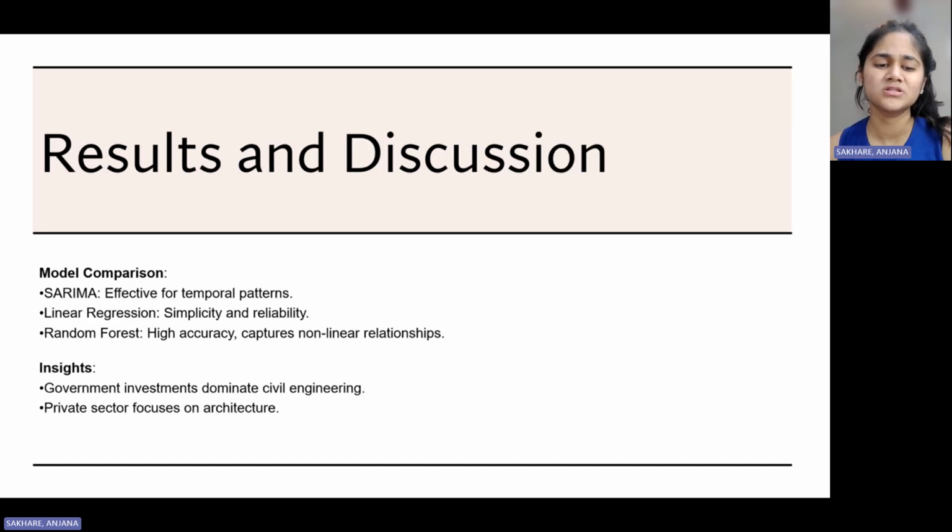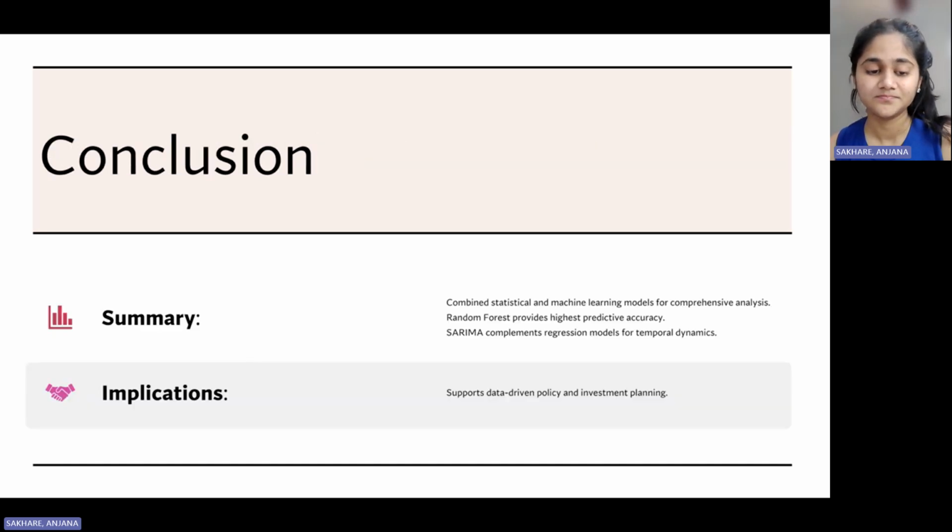So, coming to the results and the discussion, it follows that the finest performance was definitely the random forest, whereas the linear regression was quick and clean. Finally, SARIMA has also performed well when applied to the seasonal trend interpretations. Looking at the government spendings can change the game in favor of the civil engineering, but the private investments came out as a more dominant catch in the architectural side.